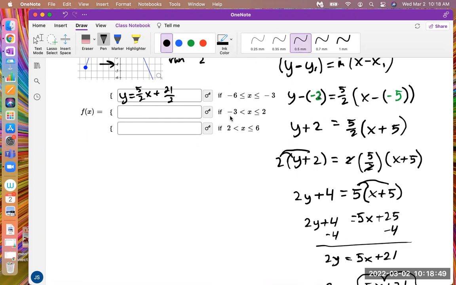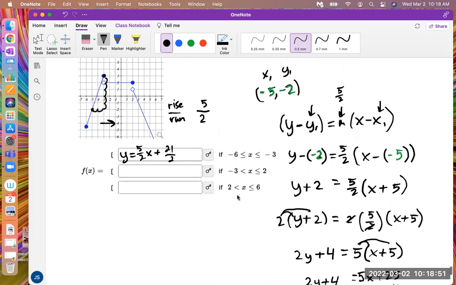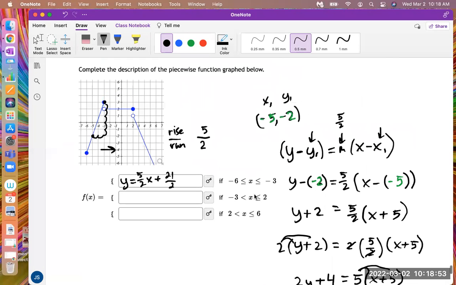All right, and then now between -3 and 2 on the x-axis, what's going on? Now we have to describe it and put the equation in here. And it appears just to be a flat line. And sometimes people get really confused with this.